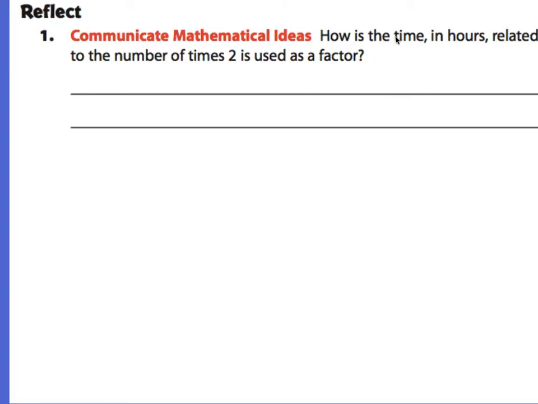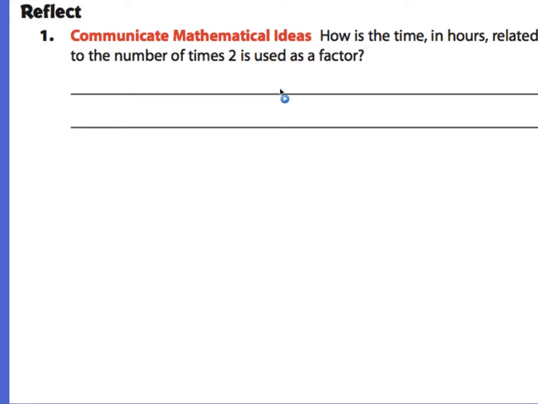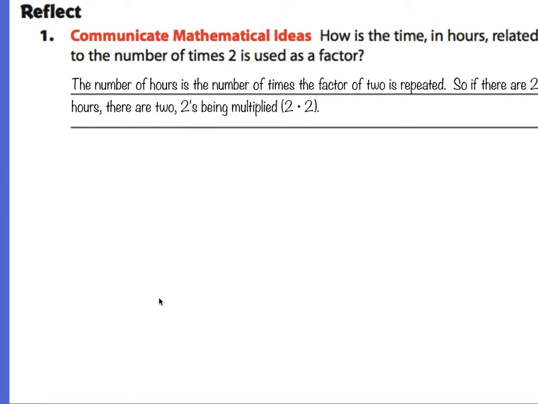How is the time in hours related to the number of times 2 is used as a factor? How is the number of hours related to the number of times we see the number 2 multiplied? Again, when we have 4 hours, the number 2 was multiplied 4 times. So the number of hours is the number of times the factor of 2 is repeated. For example, if there are 2 hours, there are 2 twos being multiplied.